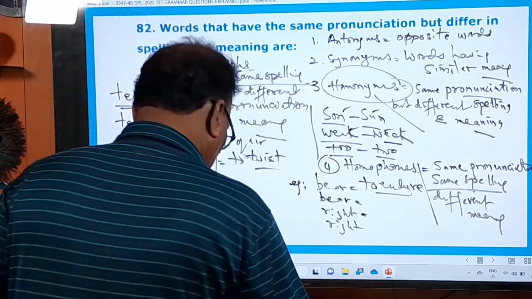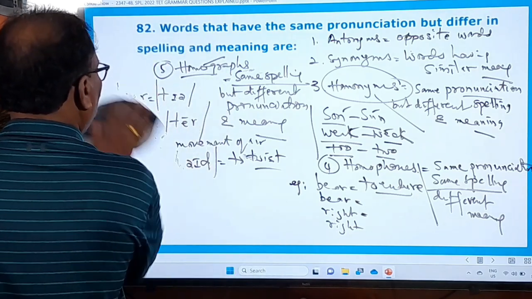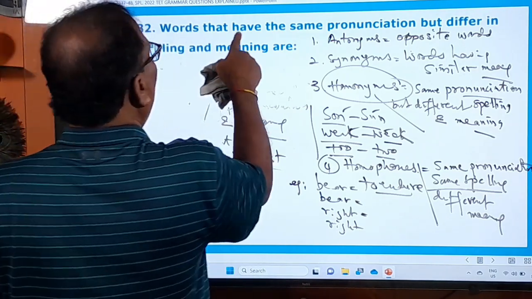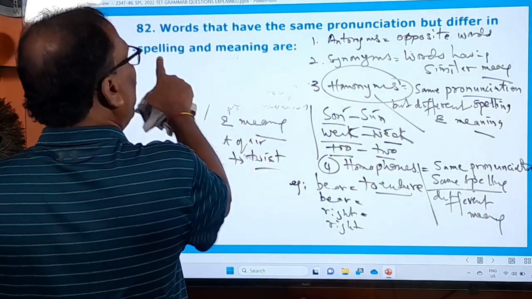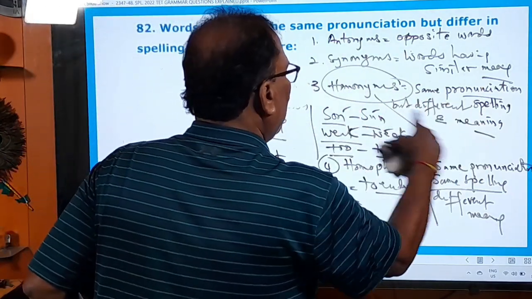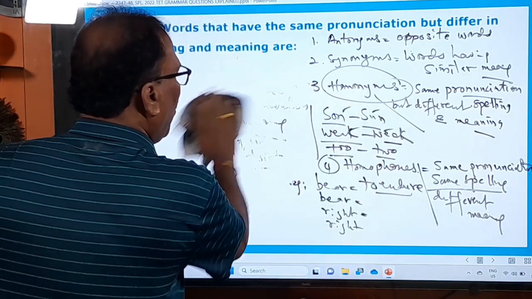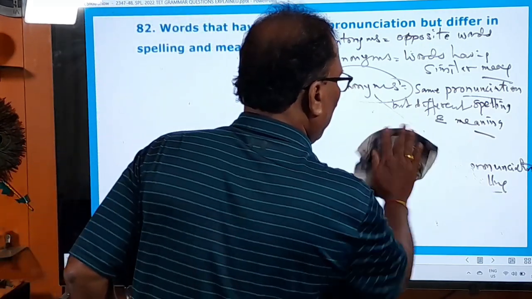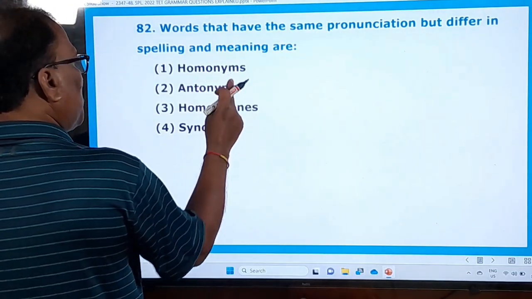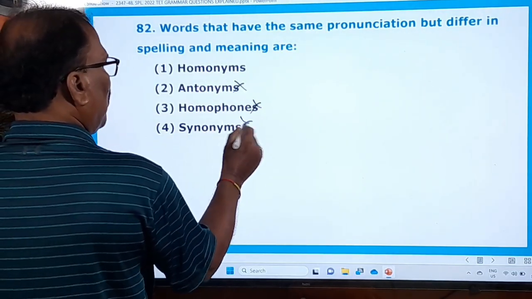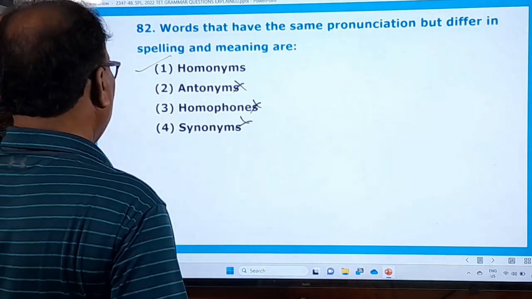Now let's go to the question. Words that have the same pronunciation, but different spelling and meaning. That means same pronunciation, different spelling. So homophones must be the answer. The options: homonyms, antonyms, homophones, synonyms. Wrong, wrong, right.